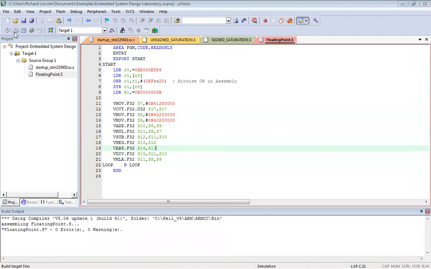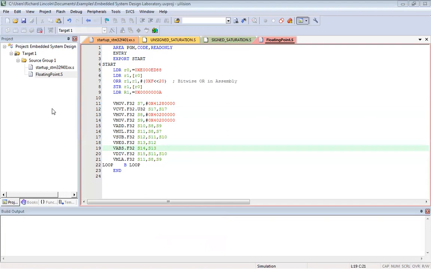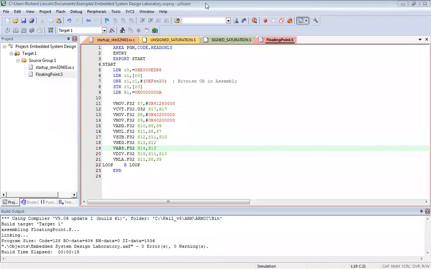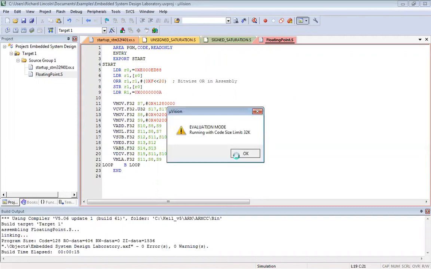Yeah, 0 errors. Let me build it. Okay, which is 0. That's also good. Let's get into debug mode. Say okay for that.